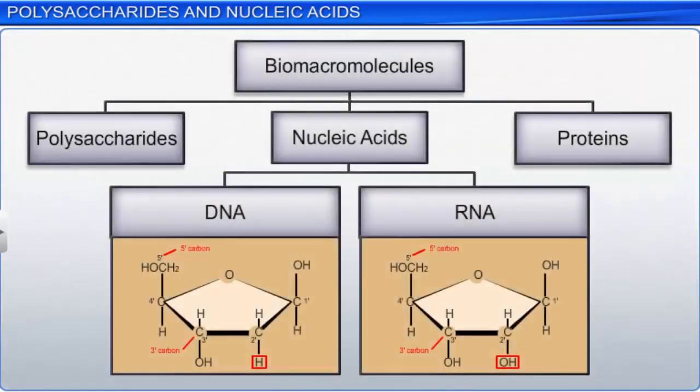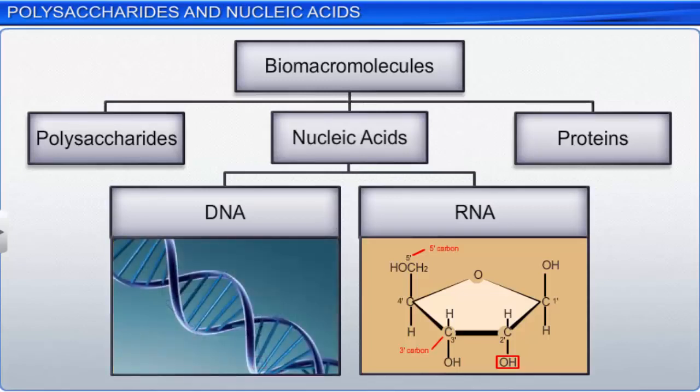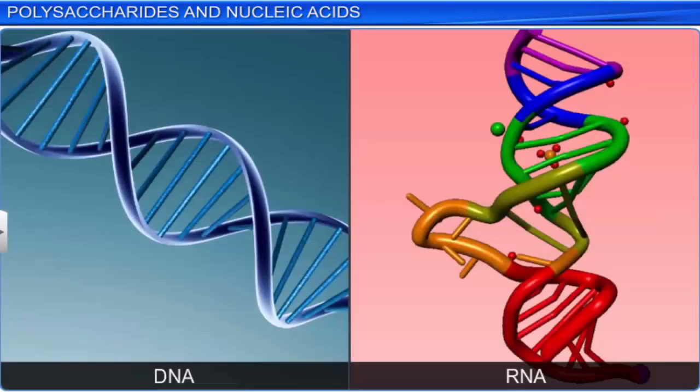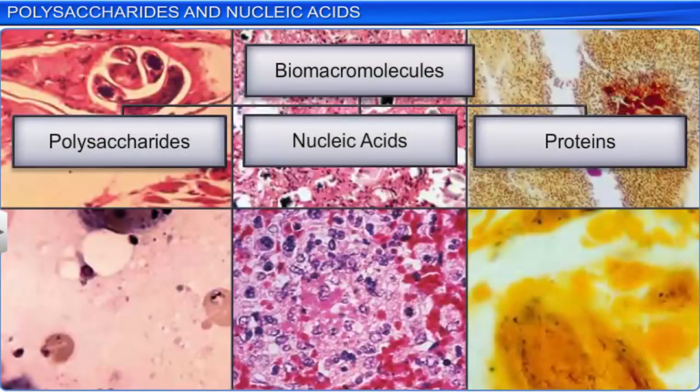Therefore, nucleic acid containing deoxyribose is called deoxyribonucleic acid or DNA, while the one with ribose is called ribonucleic acid or RNA. Both DNA and RNA carry genetic information and are found in the cells of all living things. Together, polysaccharides, nucleic acids, and polypeptides or proteins form the macromolecular fraction of all living tissues.